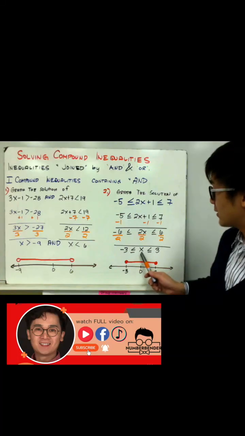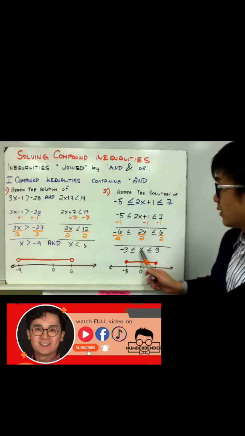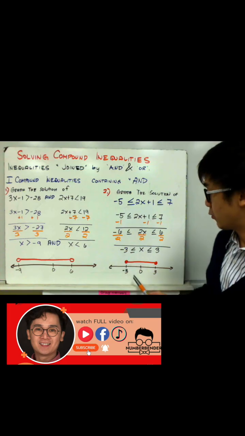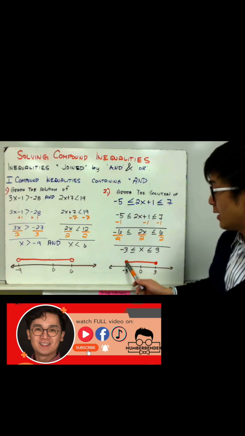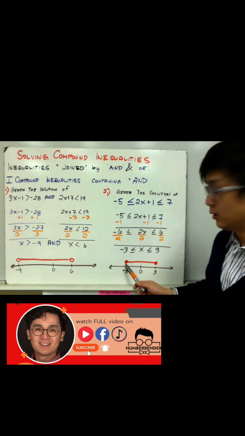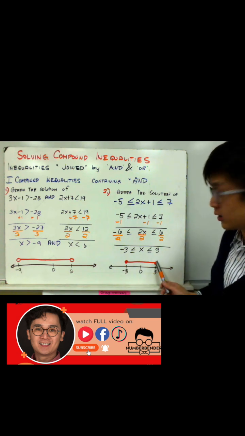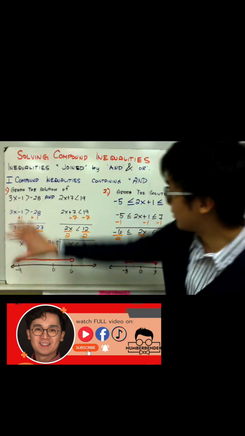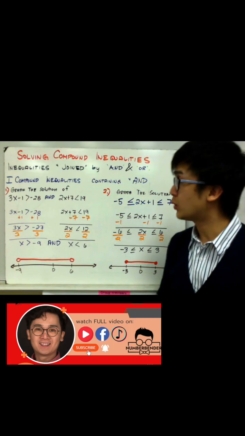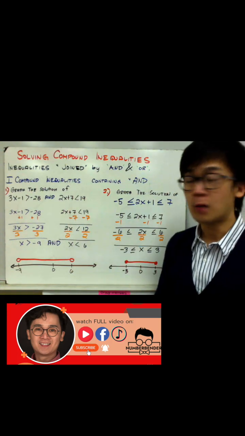So x is less than or equal to 3, but greater than or equal to negative 3. So this is the graph of your AND operation. Negative 3 is a closed circle, and positive 3 is also a closed circle, or shaded circle, because of the equal sign on your inequality. And these two examples that we just did are both compound inequalities containing the AND operation.